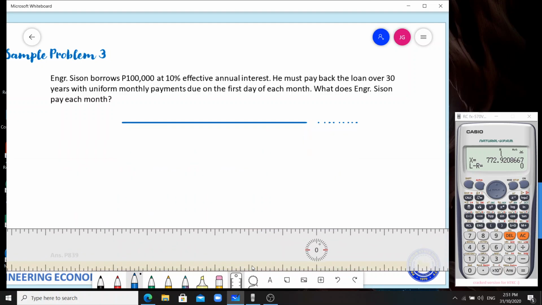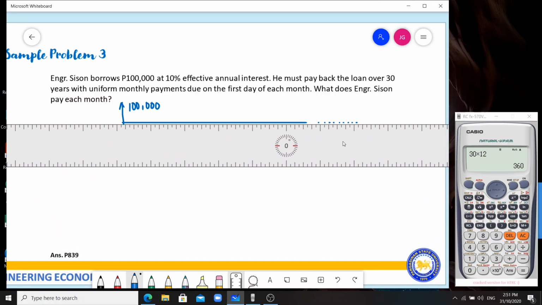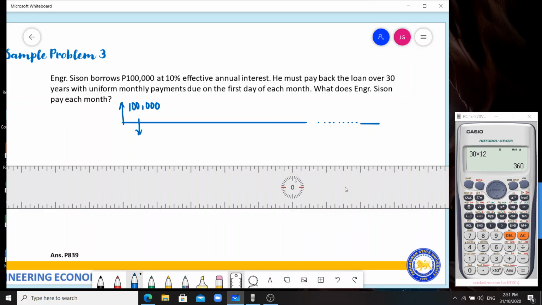Ayan. Ganito. Okay. So, umutang siya ng 100,000 at babayaran niya monthly payment for 30 years. So, 30 times 12, 360. Okay. So, magbabayad daw siya monthly. So, 1 at the beginning, 1, 2, 3, 4, 5, 6, 7, 8, 9, 10, 11, so on. 358, 359, and then 360. Okay?